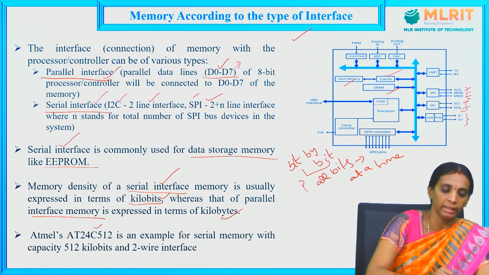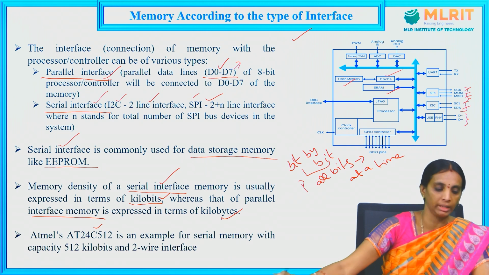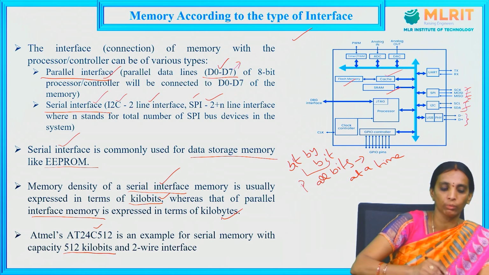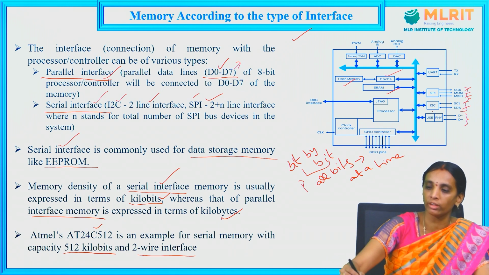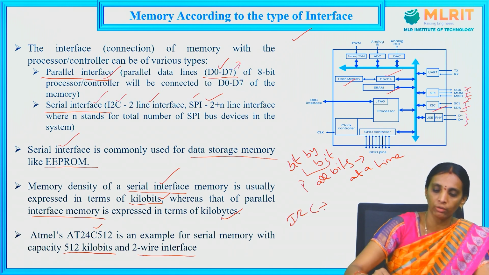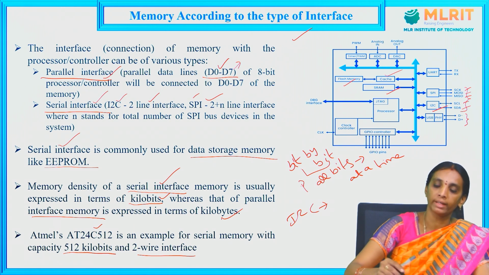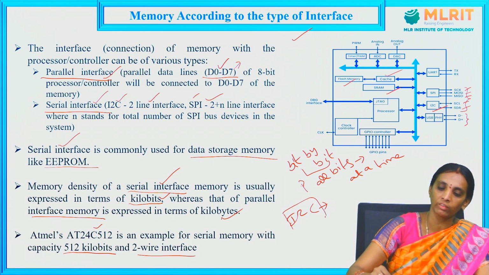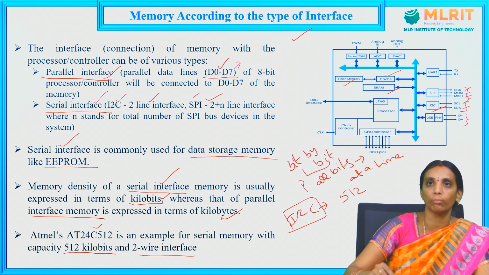The Atmel AT24C512 is an example of serial memory with a capacity of 512 kilobits and a two-wire interface. The two-wire interface is nothing but I2C. So we use the I2C or two-wire interface for interfacing the AT24C512 memory to the controller, and using this interfacing bus, we can transfer data of 512 kilobits.